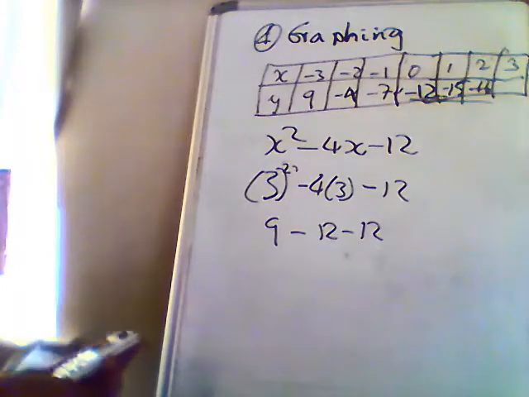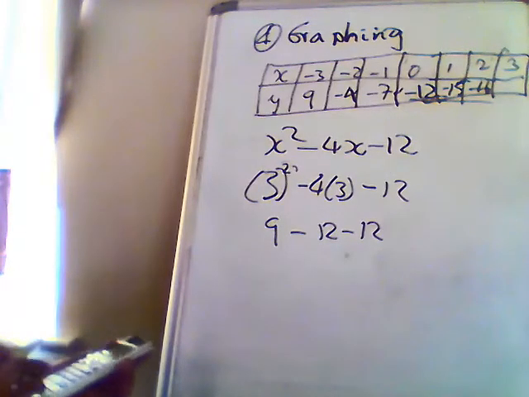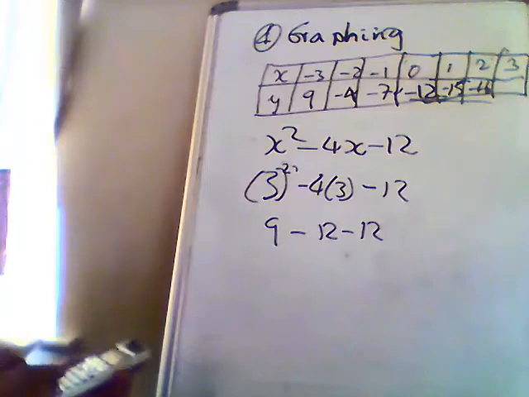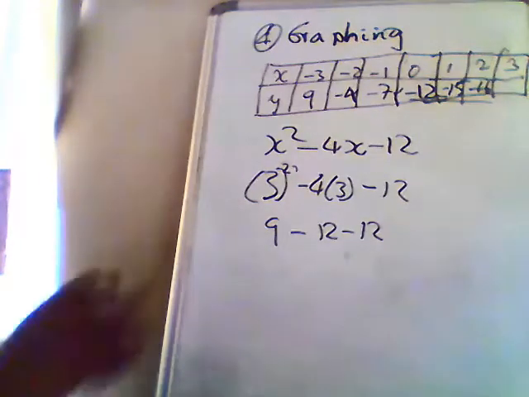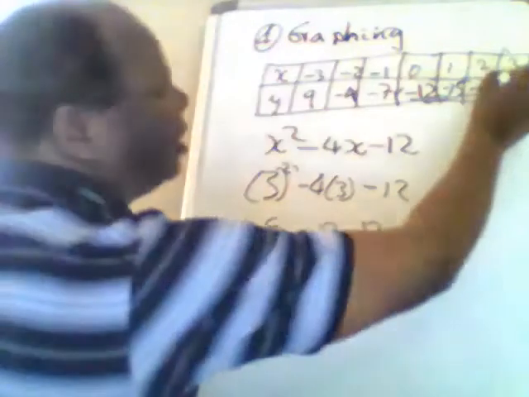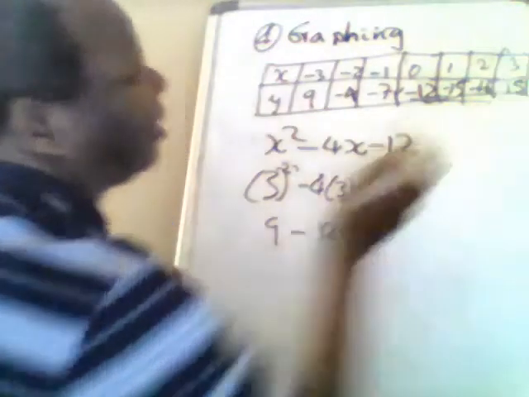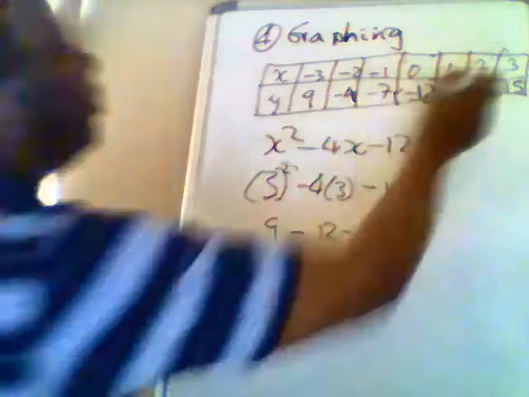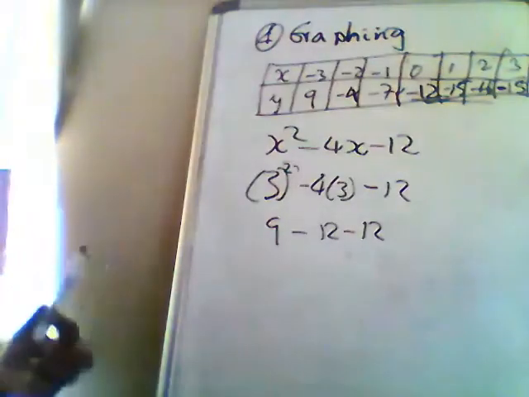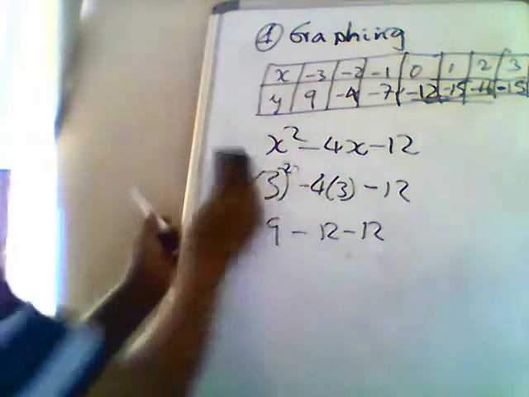So let's see. 24 minus 9 gives me 15. So this is going to be 15. Is that positive 15? No, minus 15. Okay, right. So what do we do?